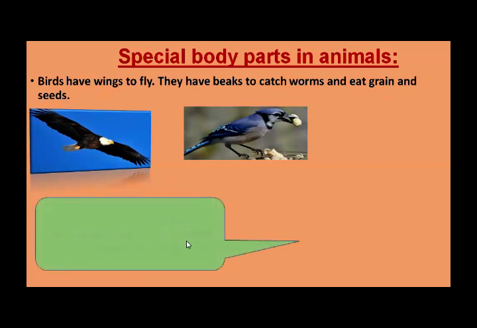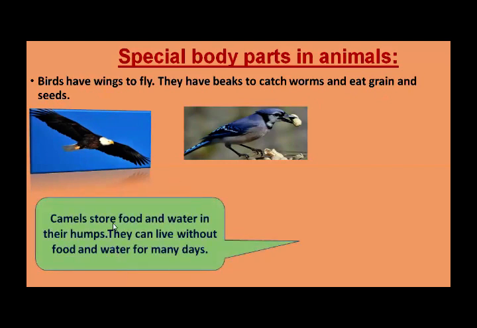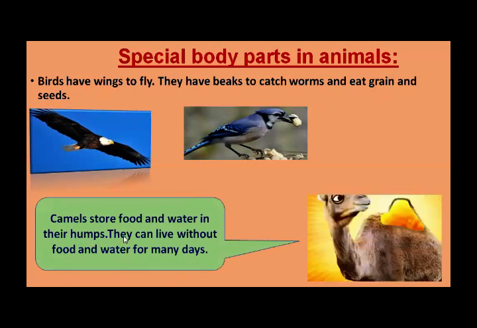And the third one is camel. Camels store food and water in their humps. Now, what is this word? Humps. They can live without food and water for many days. How? By using what they have stored. Okay, you can see the yellow part on the camel. So this is the hump, where you sit when you go camel riding. So this is called hump.